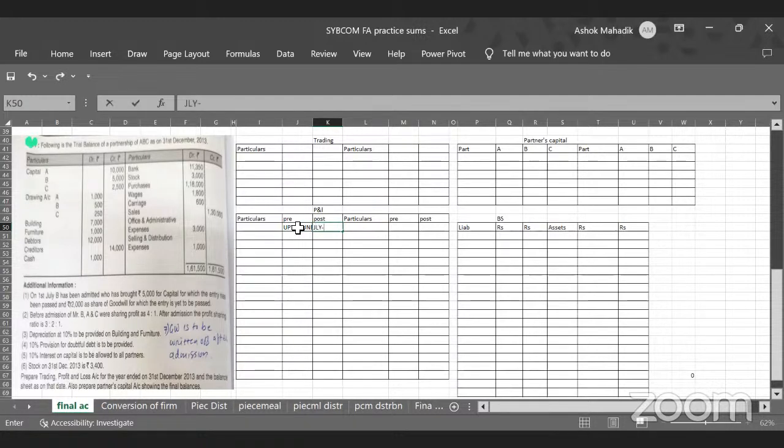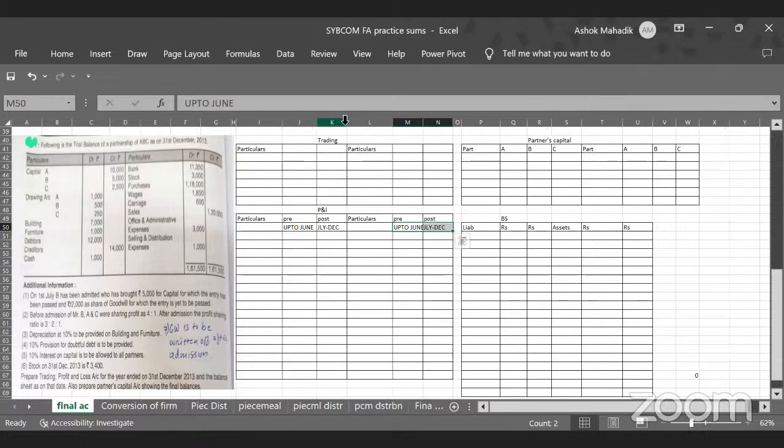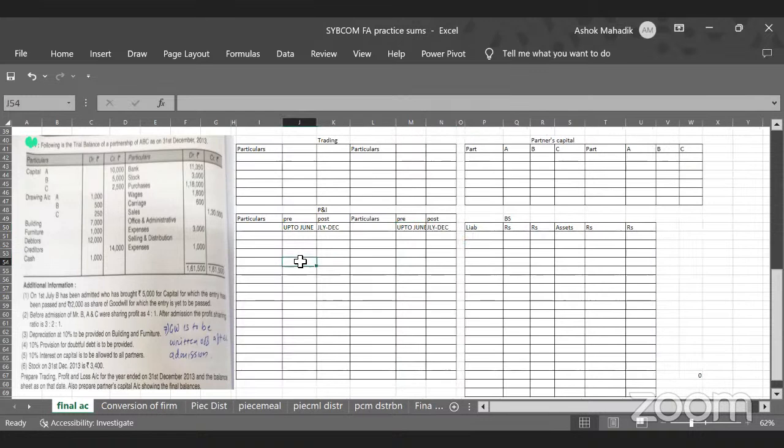July to December. I hope this is clear, students. Okay, why do we have pre and post column? Because we need to find profit separately for the pre-period and post-period, before admission and after admission, because the new partner will not get a share in profit before his admission.